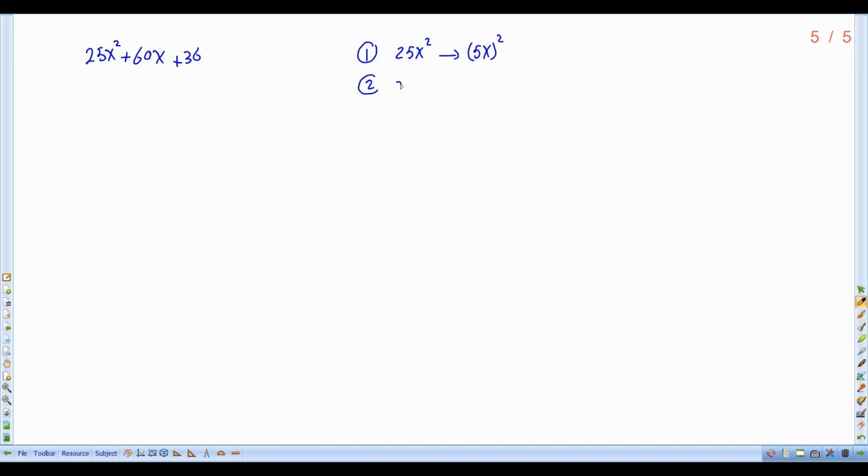What about the third term? Is 36 a perfect square? Yes, because it's a product of 6 and itself, so it can be written as 6 to the power of 2. Now, is the middle term 2 multiply 5x multiply 6? Let's see. 2 multiply 5, 10 multiply 6, we get 60x, so it's also done. So this trinomial is, yes, a perfect square trinomial.